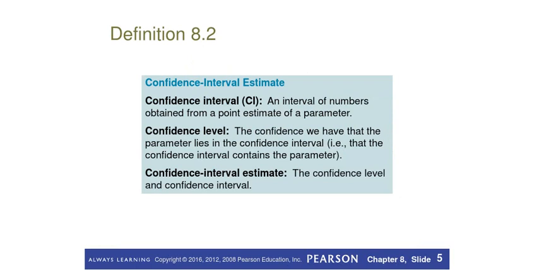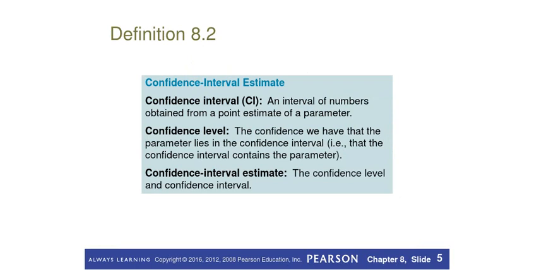Now, the level of confidence, when I said we are a certain percentage confident that this is true, is the confidence that the parameter lies within a confidence interval, that is, the confidence that the interval actually contains the parameter. And this is going to relate to our normal curve and what that means.